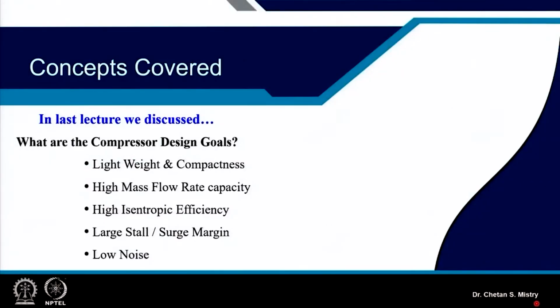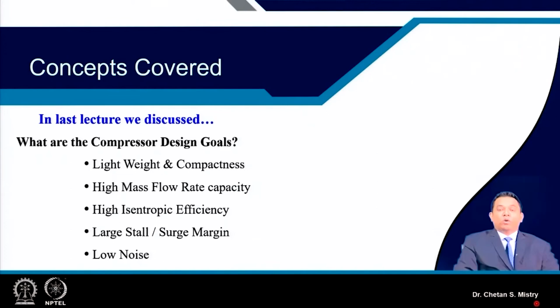In the last lecture, we were discussing what all are the design goals for the compressor. In that, we discussed we are looking for lightweight and compactness. We are looking for high mass flow rate capacity. We are looking for higher isentropic efficiency. We are looking for large stall or surge margin, and we are looking for low noise. If you look at all these aspects, that's what is mainly targeted with the compressor.